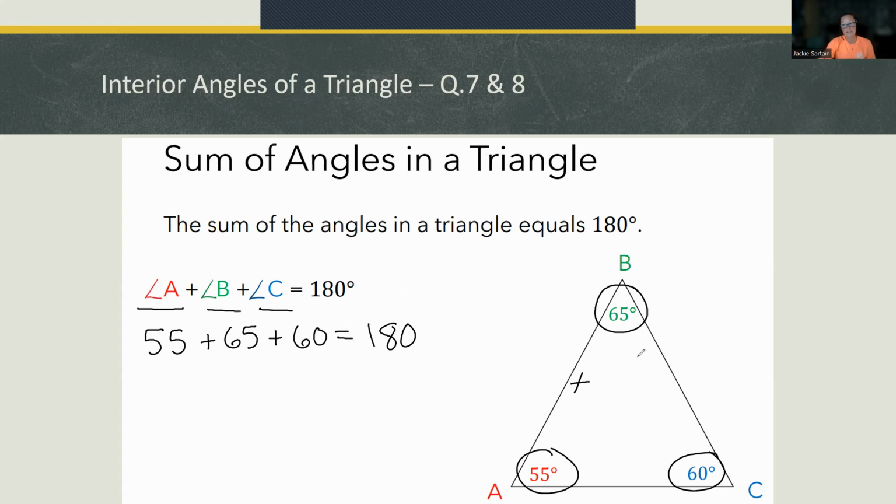Once again, I'm not really diving into solving for a variable, because at this point we should know how to combine those like terms and follow those steps in solving for a variable. But what you need to know with questions 7 and 8 is taking the values, whatever value or equation is in each of those angles, adding them together, and always, always, always setting it to equal 180 degrees.